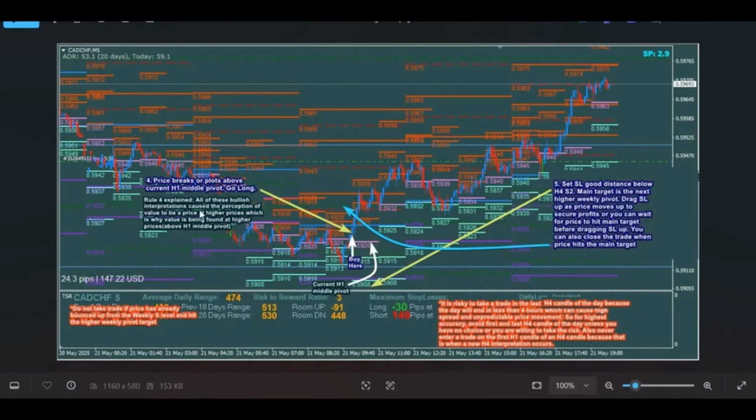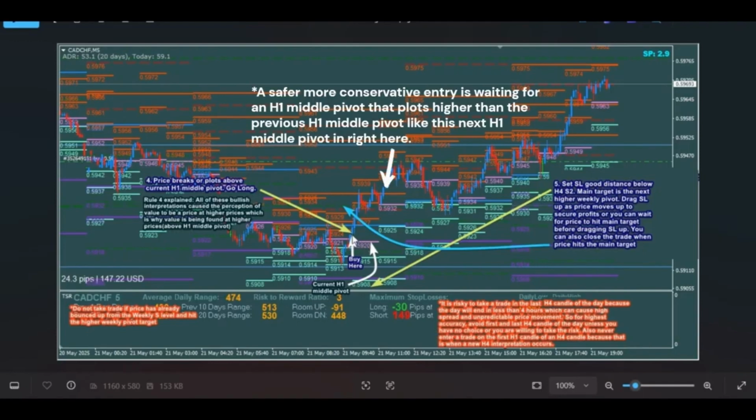Rule 4 explained. All of these bullish interpretations caused the perception of value to be a price at higher prices, which is why value is being found at higher prices above H1 middle pivot. Okay? So the fact that price is now above current H1 middle pivot shows that value is being found at higher prices or above average prices. Okay?